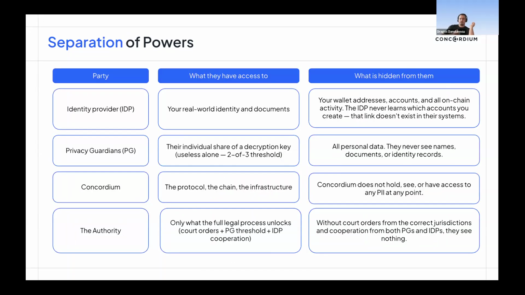To delve deeper into this, we have the identity provider. They have access to your real-world identity and the documents. What's hidden from them is going to be the wallet address, the accounts, all on-chain activity. They never learn which account you create. The privacy guardian only has an individual share of a decryption key, which alone is useless. So they don't see any personal data. They never see names, documents, or identity records. Concordium only has the protocol, the chain, and the infrastructure, but doesn't hold, see, or have access to any information about the person. And then the authority will only know what the full legal process unlocks.